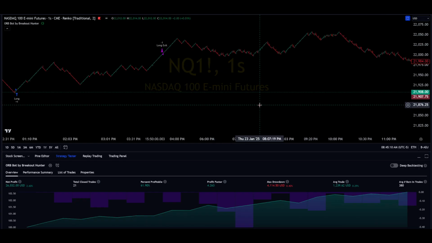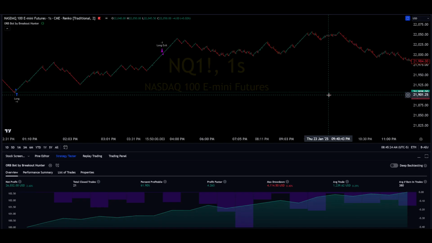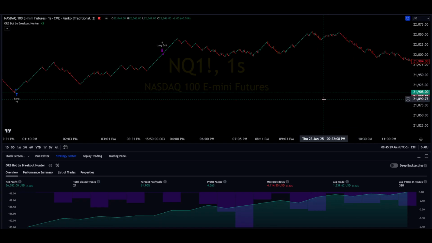And here is the bot by Breakout Hunter. There are other automated systems about to be released. They are still being tested, and they are using the first light beacon zones to get confluences and things like that. But this right here is our bread and butter trade in the mornings.